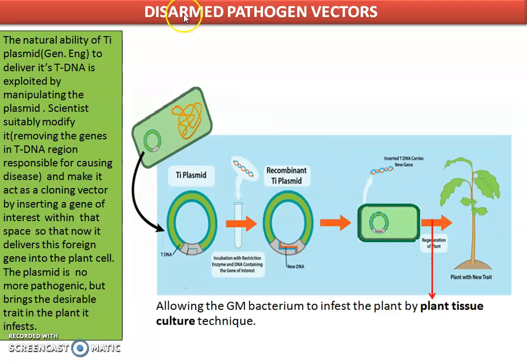Then the last one, but not the least, disarmed pathogen vectors. This we have covered in TI plasmid actually, but I'll just brief it a bit. You know, Agrobacterium tumefaciens have the natural mechanism of delivering its tDNA, that is its TI plasmid has a tDNA region which it delivers into plant and causes crown gall disease in plants. So what biotechnologists did, they isolated the plasmid, TI plasmid, the tDNA area, which is the infectious part of it, only the infectious part of it. We have discussed this in detail. Please refer to the TI plasmid video. So that is given with an insert, a desirable insert.